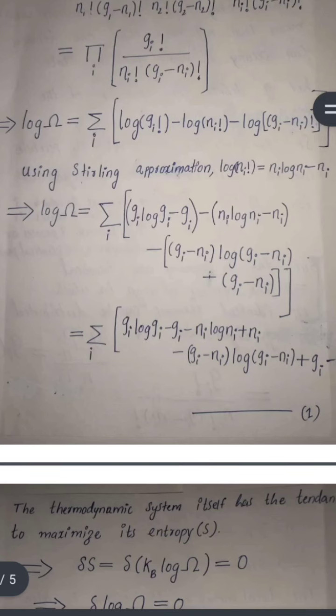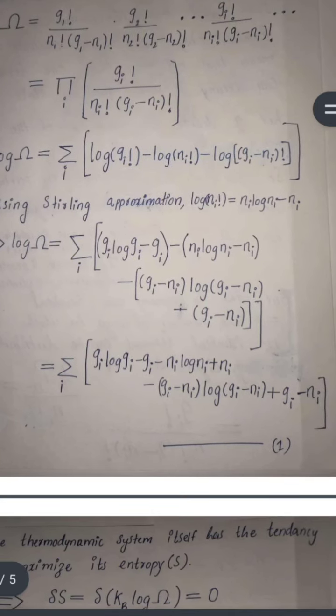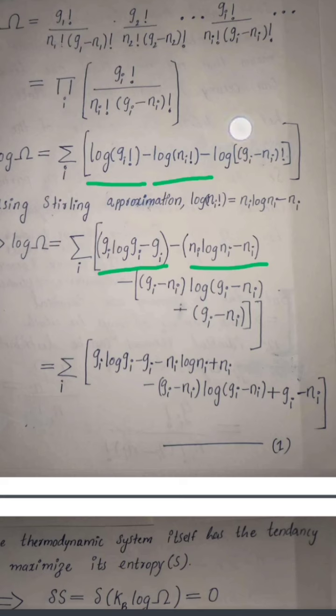this log omega is equal to the sum over i of log gi factorial, which converts, using the Stirling approximation, to gi log gi minus gi, and log ni factorial converts to ni log ni minus ni, and also this thing converts to (gi minus ni) log (gi minus ni) minus (gi minus ni) inside a bracket, and this minus symbol is here.